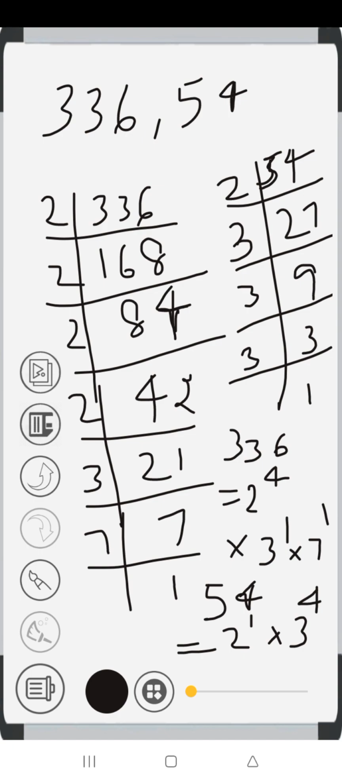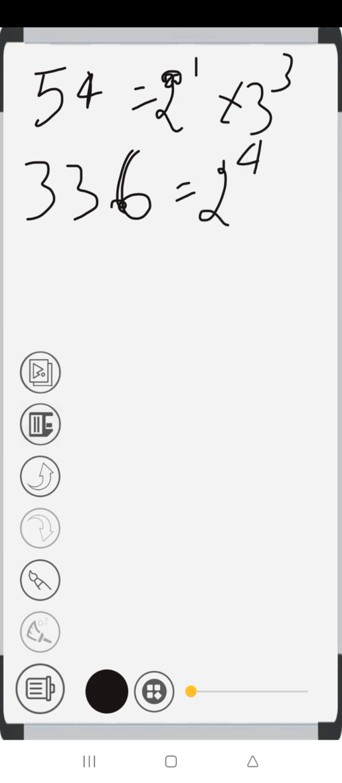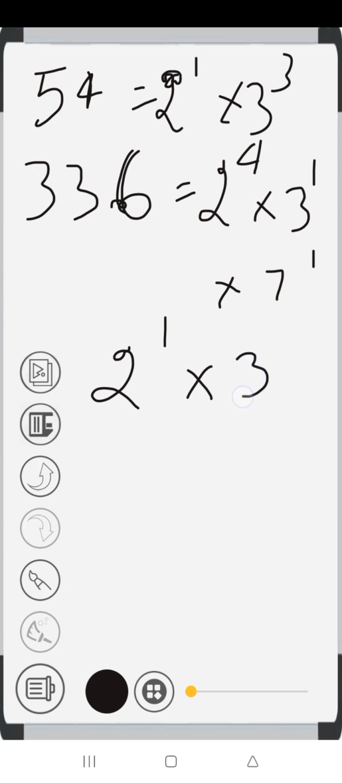So from this we can say that in 54 it is 2 power 1 into 3 cube, and 336 it is equal to 2 power 4 into 3 power 1 into 7 power 1. Common thing in both of these is 2 power 1 into 3 power 1. So 6 is the common factor, so it is the HCF.